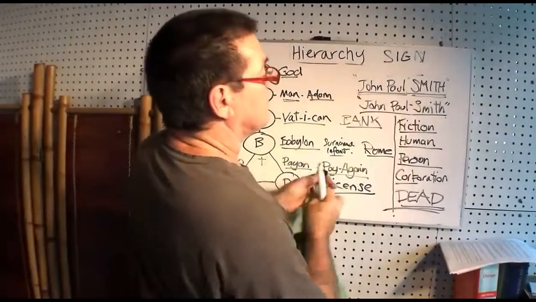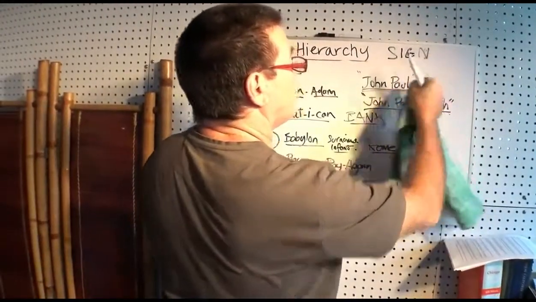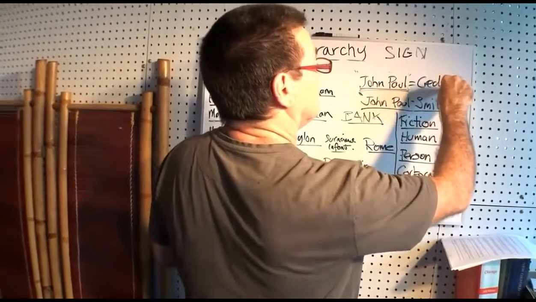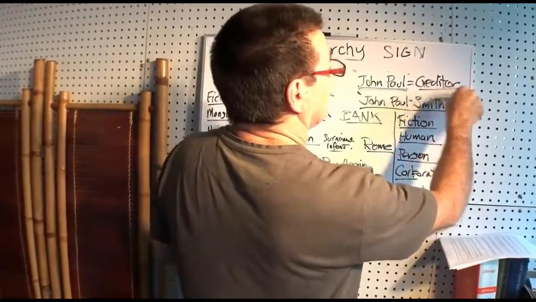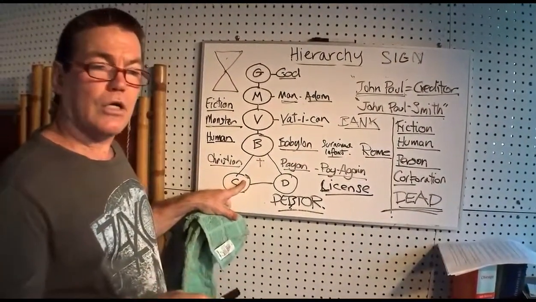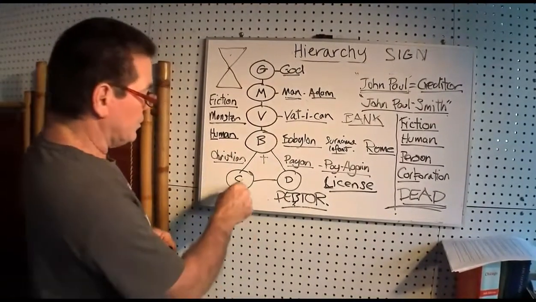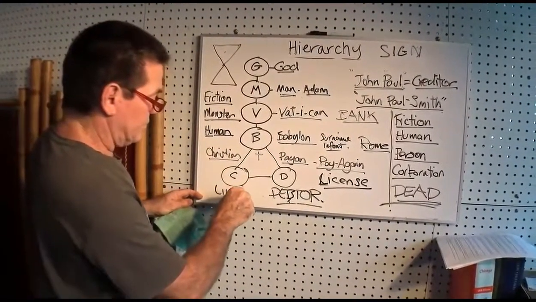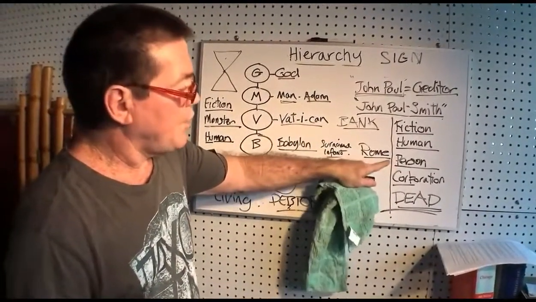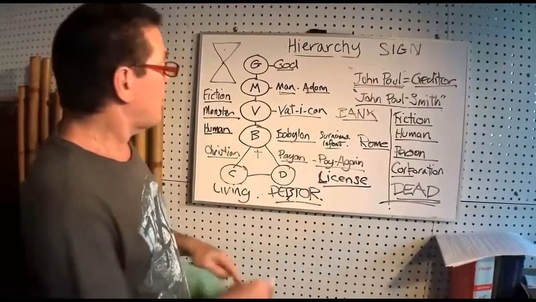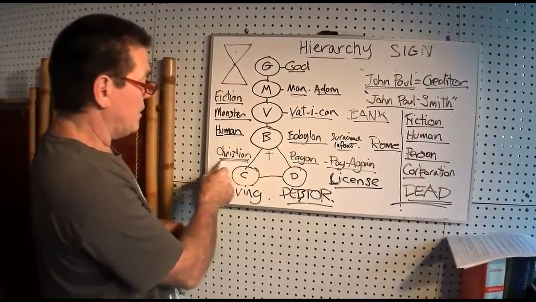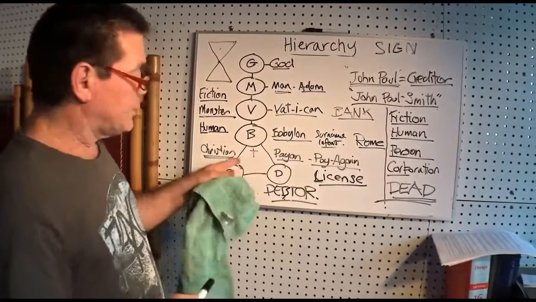Now remember what Christ said over here. He said, in my name you shall be saved. So what happens is this name here, John Paul, is the creditor. And because Christ said, in my name you shall be saved, it means that you still are living. You are not dead. You are not a fiction. You are not human. You are not a person. You are not a corporation. You are a Christian. There it is there.